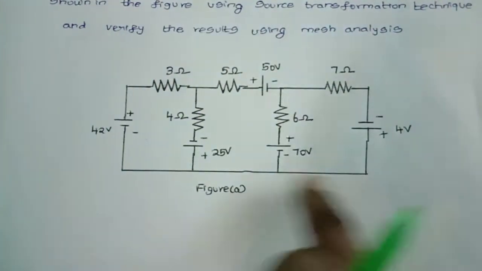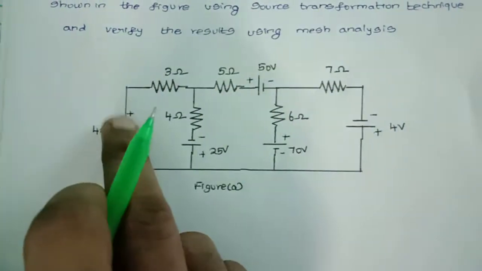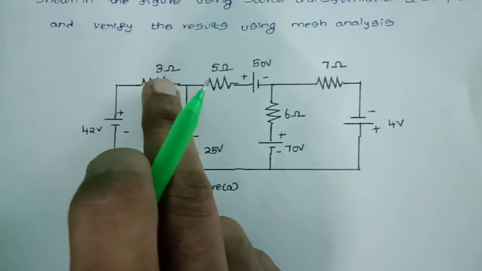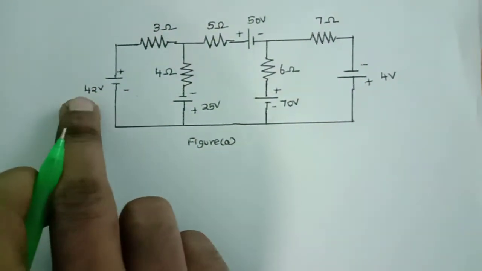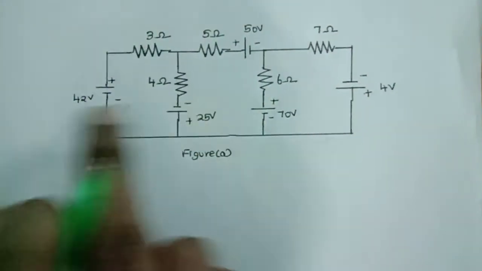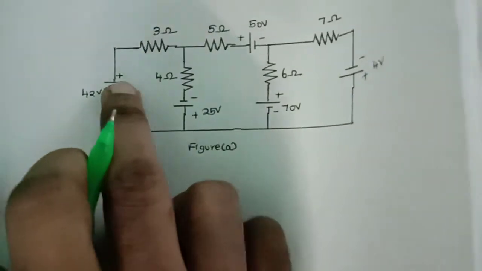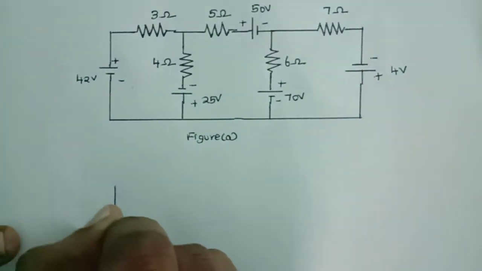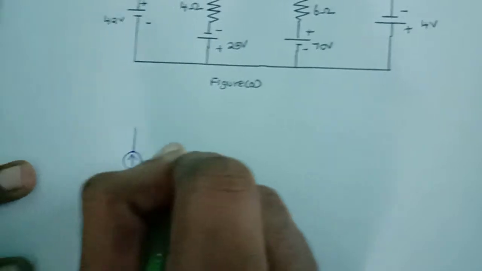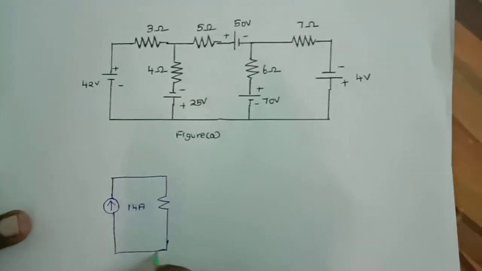If you consider this circuit, it has 3 meshes, that is 3 loops, each having a voltage source in series with a resistor. So I am converting each voltage source into a current source in parallel with the resistor. The same circuit is drawn with the 42 volt source. How can the current be calculated? By Ohm's law, I equals V by R. So 42 divided by 3, you will get 14 amps. Since the plus sign is in the upward direction, the circuit will be remodeled with a current source of 14 amps in parallel with the 3 ohm resistor. This is the transformation technique.